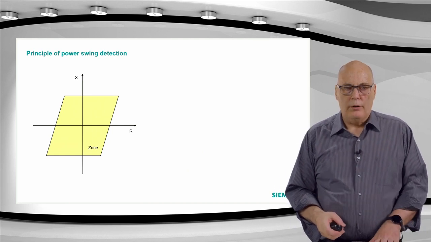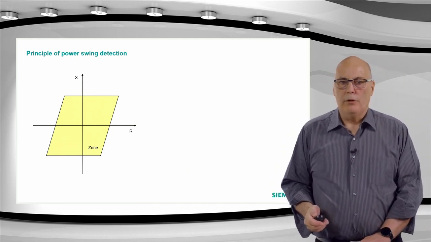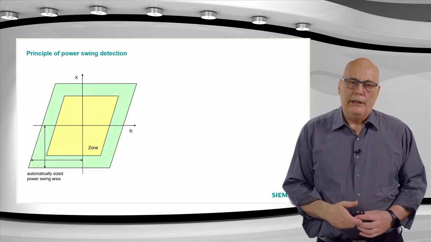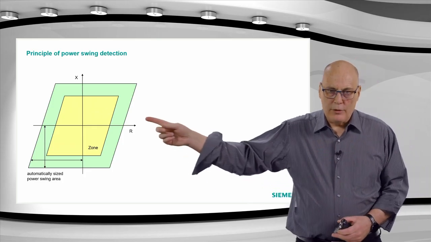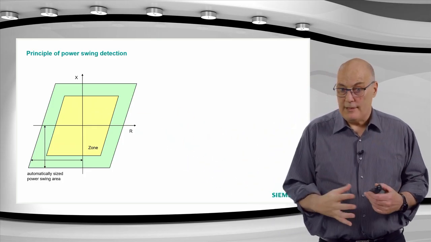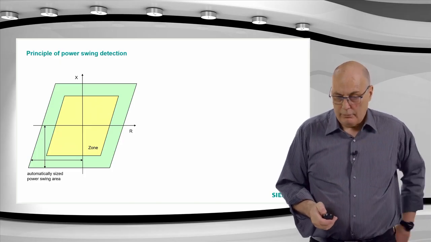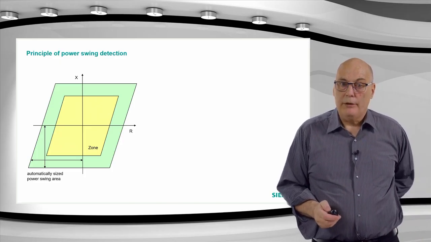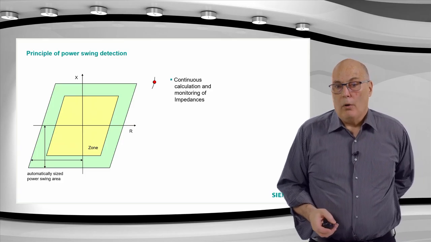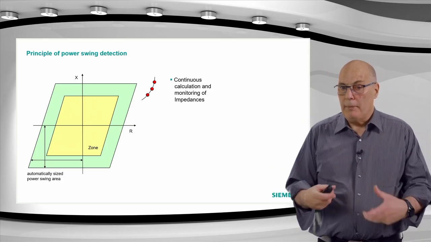So how does it work in principle? Just quickly, we need to move a little bit. The power swing detection will apply around your set zones. You see the yellow would be your distance set zones, your largest set zone. Automatically, no settings required, it will apply a boundary around that in the background, and then it will monitor the impedance on a continuous basis.